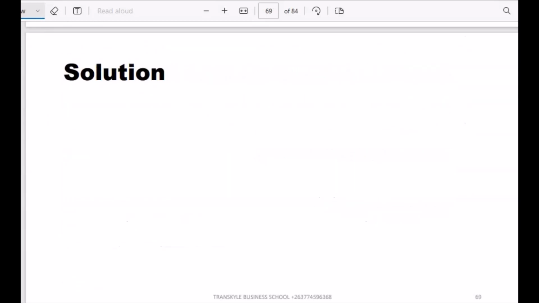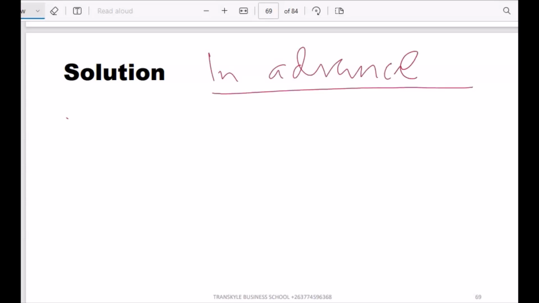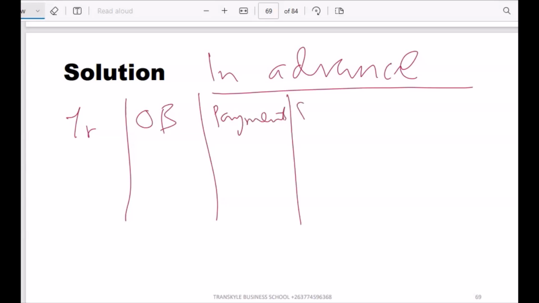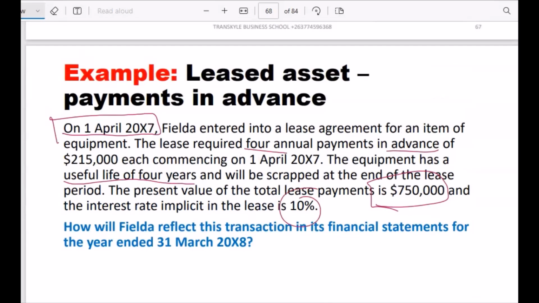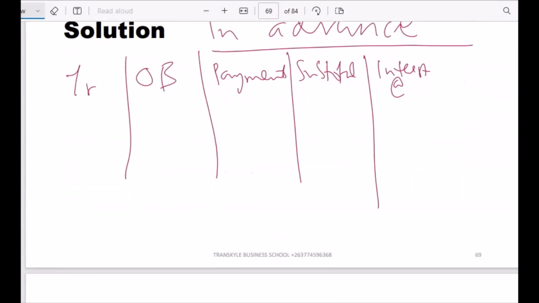All right, so the amortization schedule, ladies and gentlemen, this is for an in advance situation. The payments are made in advance. So we start with the year, then opening balance, and then the payments come immediately. And then we have got the subtotal. Then we charge interest on the subtotal. In this case, we are told that the discount rate is 10%. Okay, so the interest is at 10%. And then we have got the closing balance.